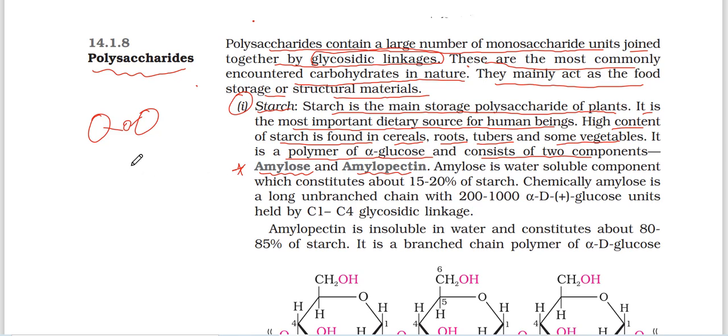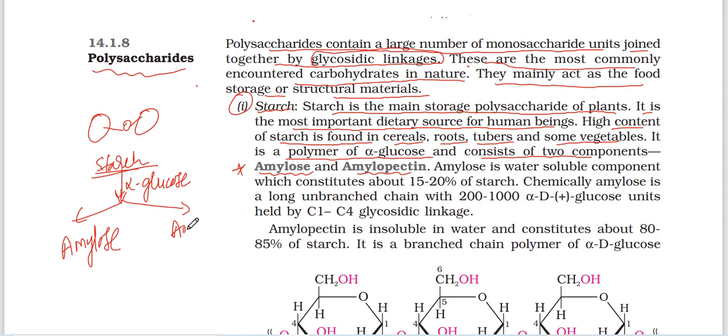Amylose and amylopectin. See here, we are talking about starch, which is found in cereals and in roots, generally potato and carrot. It is made of alpha glucose, and this alpha glucose is a polymer. Depending on the alpha glucose arrangement, it is classified into two parts. One is amylose, the other is amylopectin.